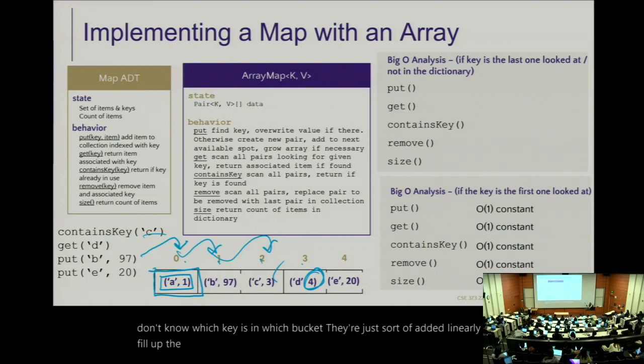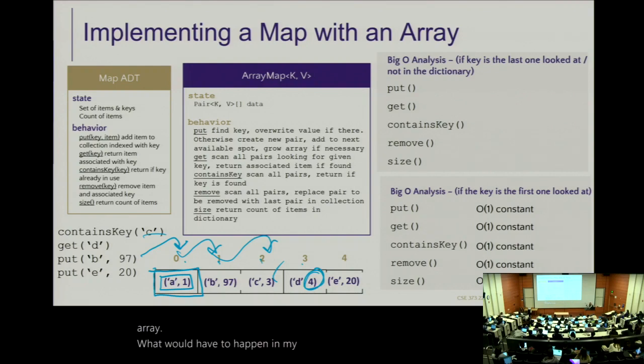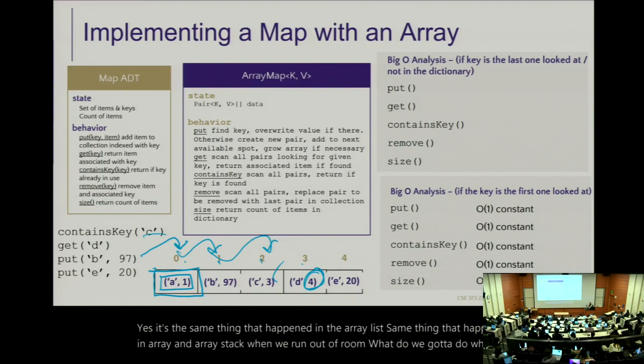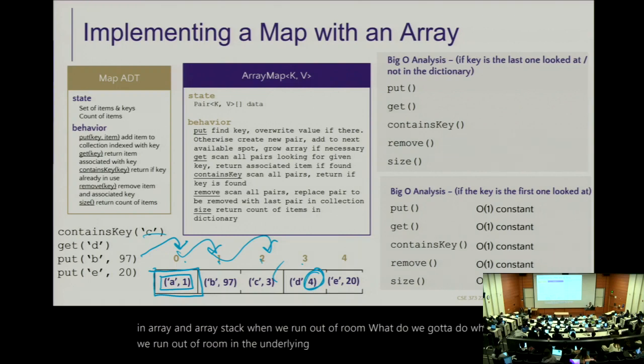And as you can imagine, if I tried to put anything else into this array, what would have to happen in my array map implementation? Yes, we would. It's the same thing that happened in the array list, the same thing that happens in array queue and array stack when we run out of room. What do we have to do when we run out of room in the underlying array? Yes, make a new one, double the size, copy everything over.